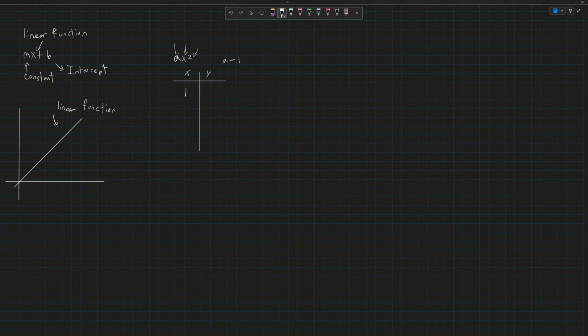So when we have 1, this is 1 multiplied by itself, so we get 1. When we have 2, 2 times 2 is 4. When we have 3, we get 9. When we get 4, we get 16, and so on and so forth. And as you can see, each number is just whatever we put in multiplied by itself. So that's one way of thinking of it.